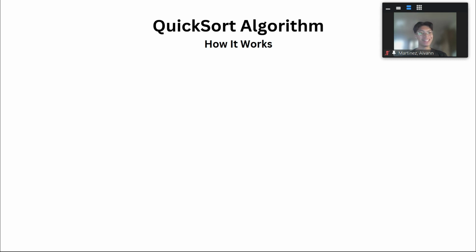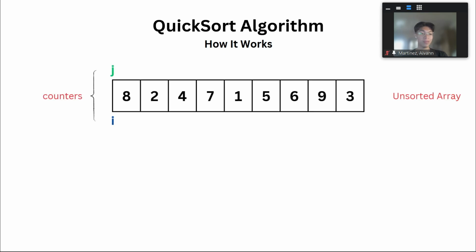Alright, so at this point of the lecture, we will go through an overview of how the Quicksort algorithm works. I have prepared a short animated presentation for us to clearly visualize how Quicksort works. So first, let us name the parts. We have a given unsorted array of 9 elements that contain randomly arranged numbers. Second, we have two counters, namely i and j.